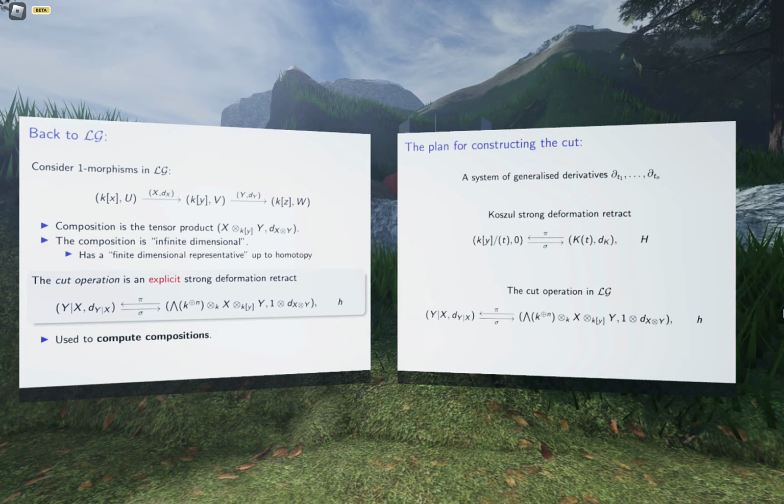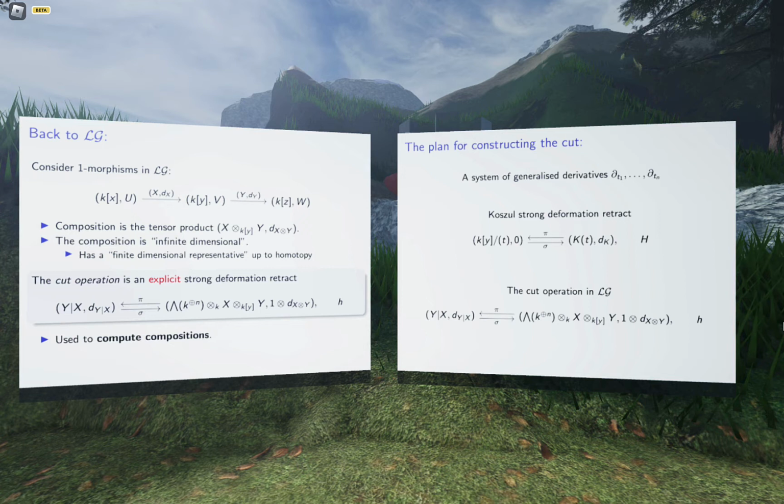The point of this cut operation isn't just that this strong deformation retract exists, it's that it's explicit, meaning we actually know how to compute all the maps involved. And this is important because we want to use the cut operation to compute compositions in the bicategory of Landau-Ginzburg models. Remembering we only care about these matrix factorizations up to homotopy. Okay, so now we're going to talk a little bit about how we go about constructing the cut. So we're going to start out with a system of our generalized derivatives.